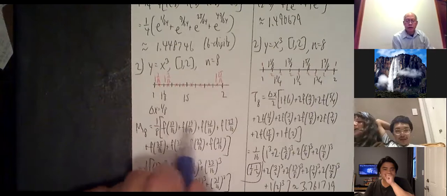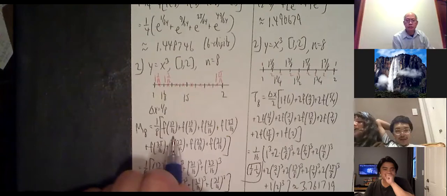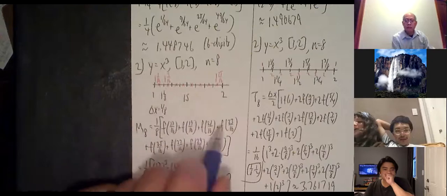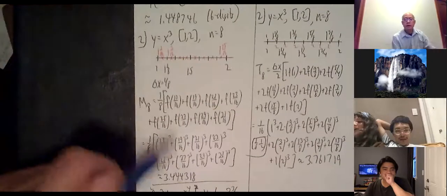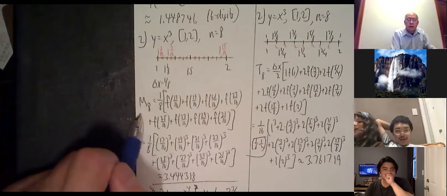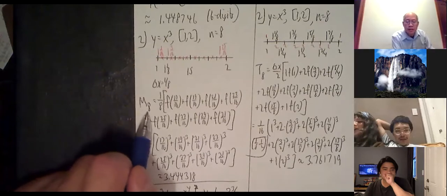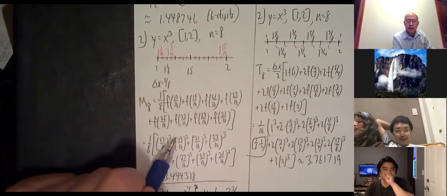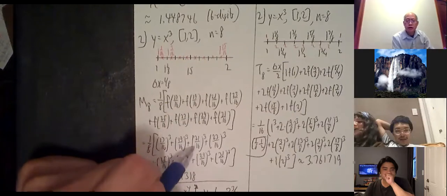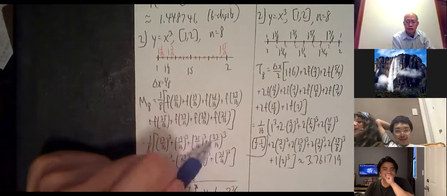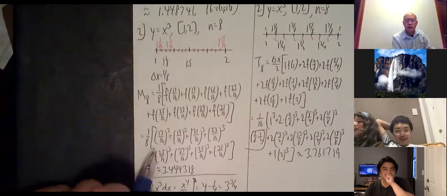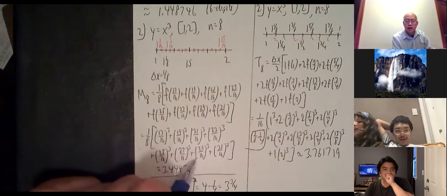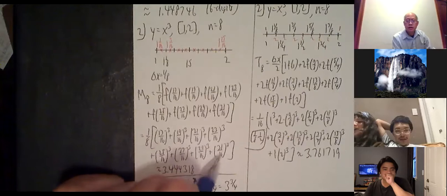Okay, so I have 8 midpoints. Plug them into the function. The function is x cubed, so I cube these 8 midpoints. So M8, which means midpoint rule, chop it up into 8 pieces, is 1/8 times 17/16 cubed plus 19/16 cubed plus 21/16 cubed plus 23/16 cubed, 25/16 cubed, 27/16 cubed, 29/16 cubed, 31/16 cubed.